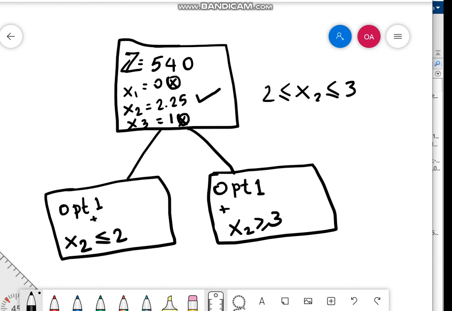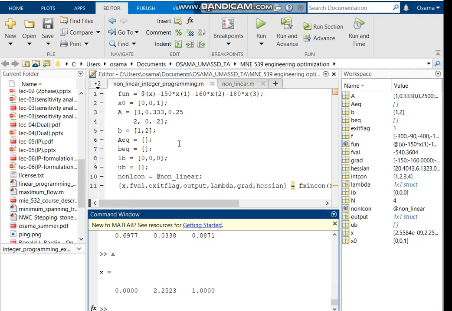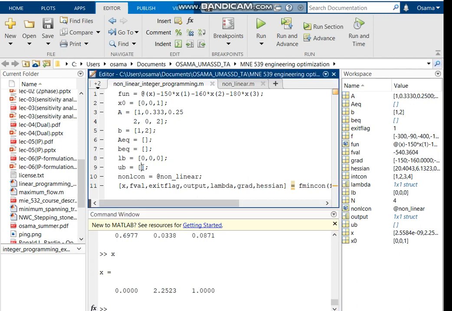Then you're going to implement each one of these branches separately in MATLAB. So let's start with this one. The only thing you need to update is your boundary condition. You go to the lower bound, so we know there is nothing to do over here. For the upper bound, you set x1 to be a very high number, which you know it will never reach. So x2 will be at most 2 and x3 will be a very large number. Then you run the code again.